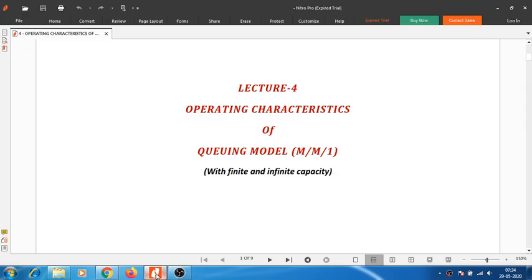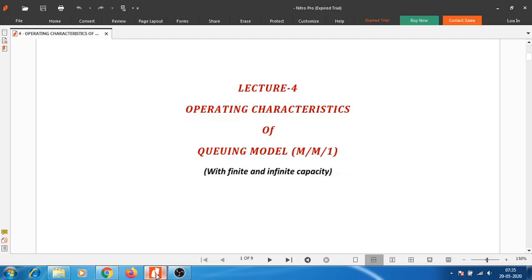Today we introduce the operating characteristics of queuing model M/M/1. So, how do we analyze the model? Using some tools and techniques is the interest of this class, because the steady state solution of the model was derived in the last class.